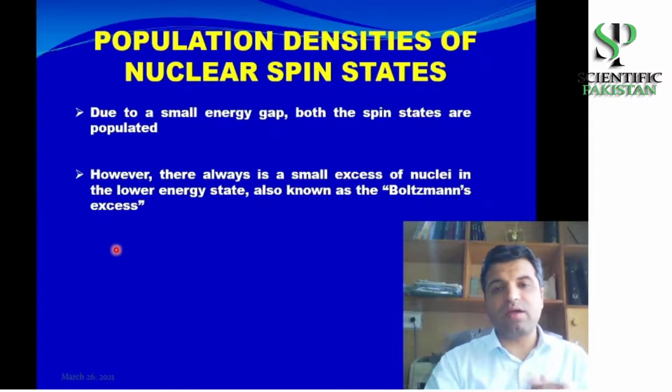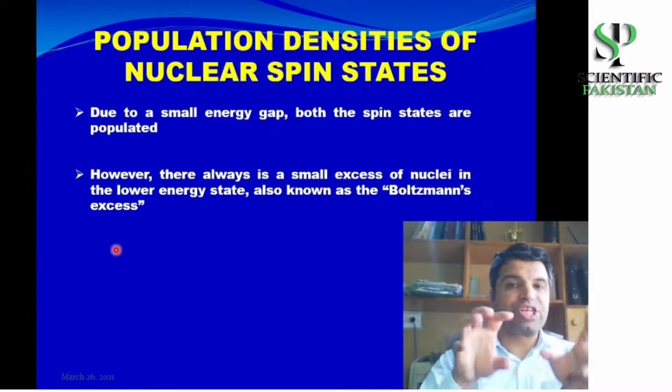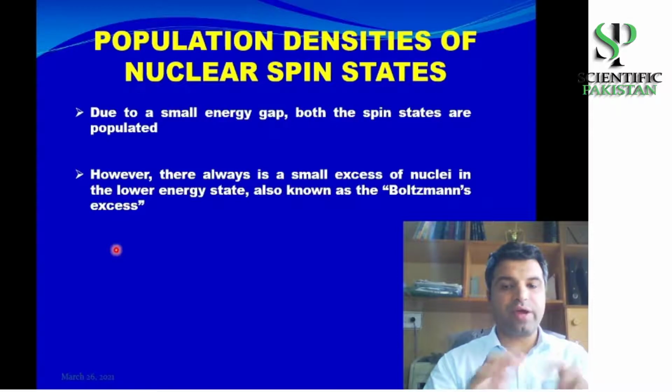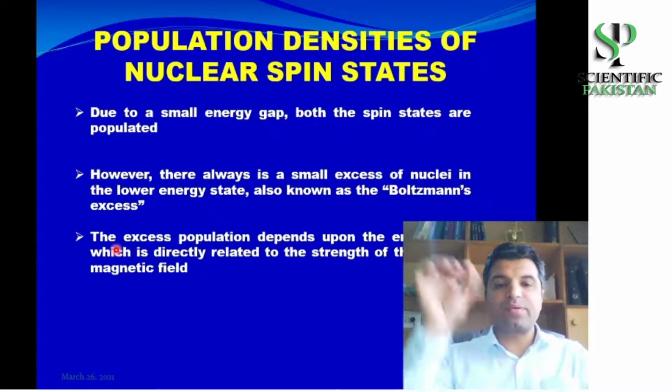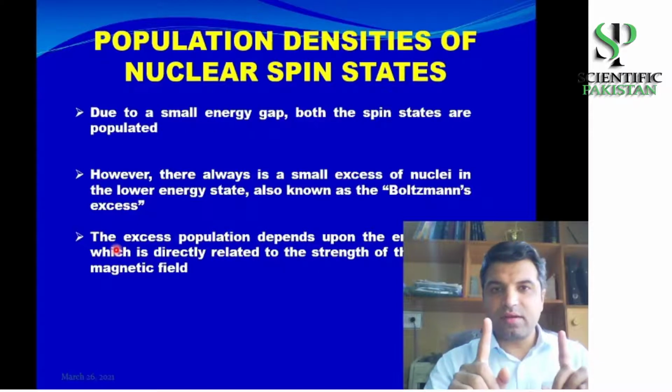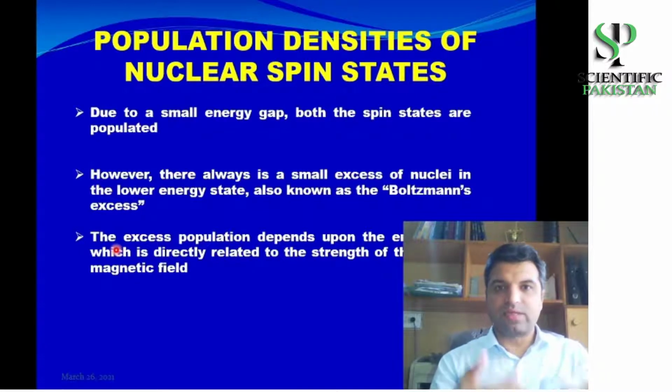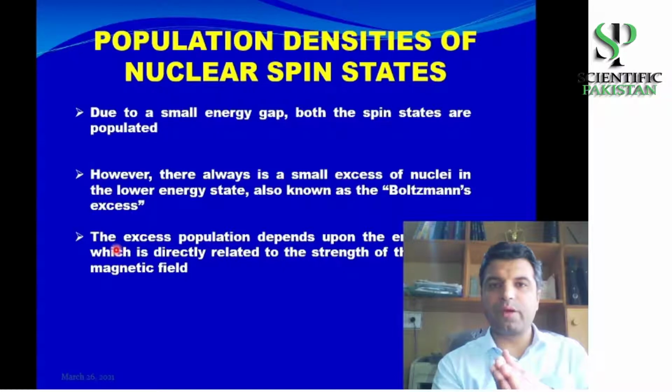If the energy gap is higher, you might have 55 in the alpha state and 45 in the beta state. So that energy gap also defines what would be the relative density of population in these two spin states, right? If the energy gap is higher, then the difference of the population in alpha and beta states would be greater. So we have an excess of population in the alpha state, which means that there are slightly more nuclei in the alpha state than in the beta state, but because of the smaller energy gap, the difference would not be much.